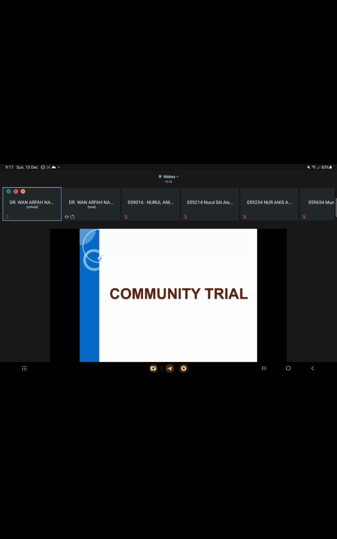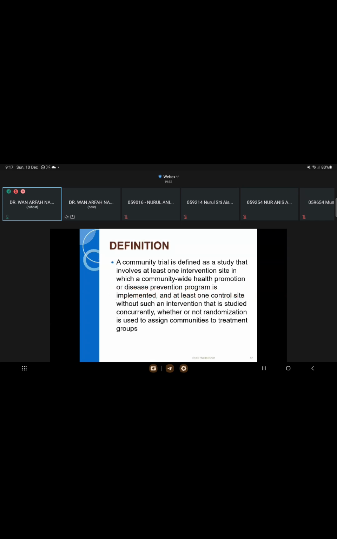So community trial is defined as a study that involves at least one intervention site in which a community-wide health promotion or disease prevention program is implemented, and at least one control site. The intervention site is the one where you want to give the intervention, and the control site is without the intervention, studied concurrently, whether or not randomization is used to assign communities to treatment groups. In community trial, most of the time randomization is not applicable, because it involves a community, it involves a group.